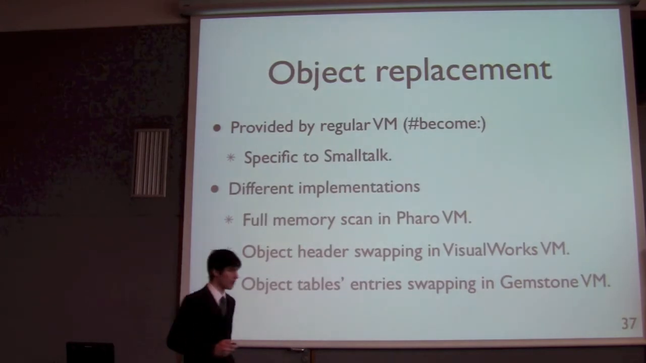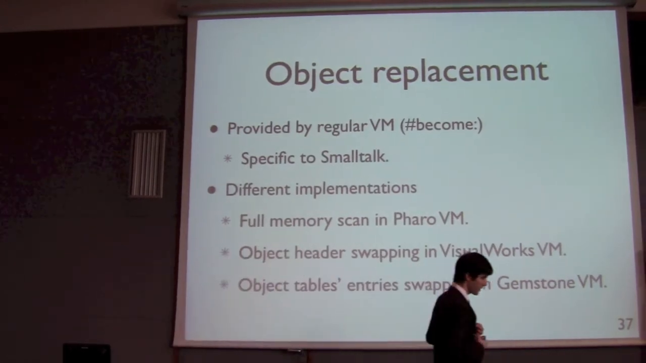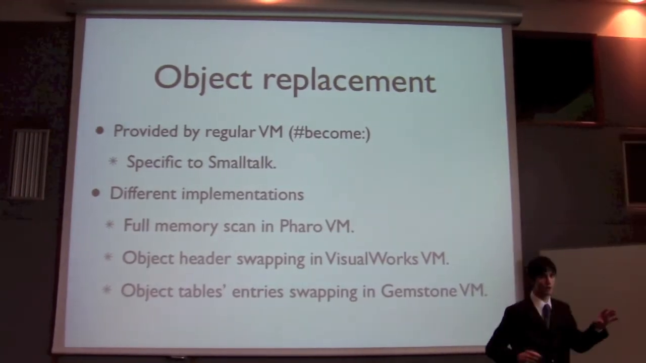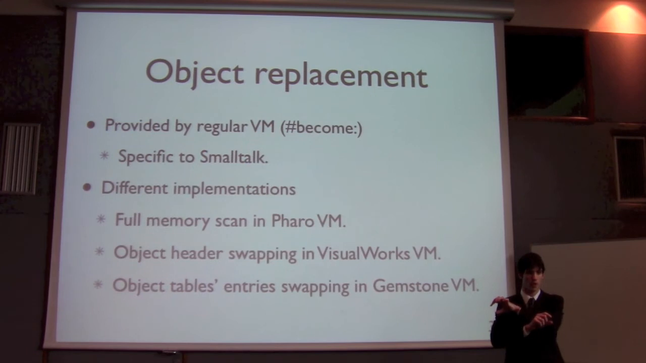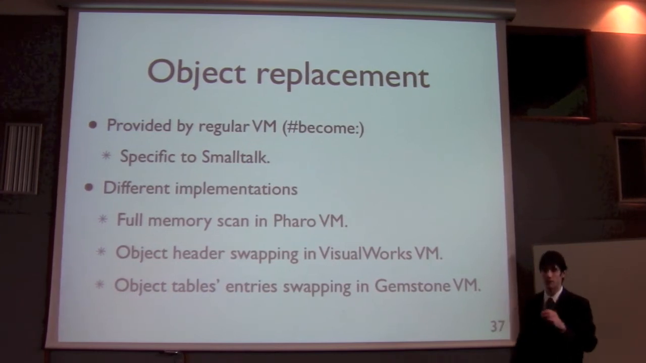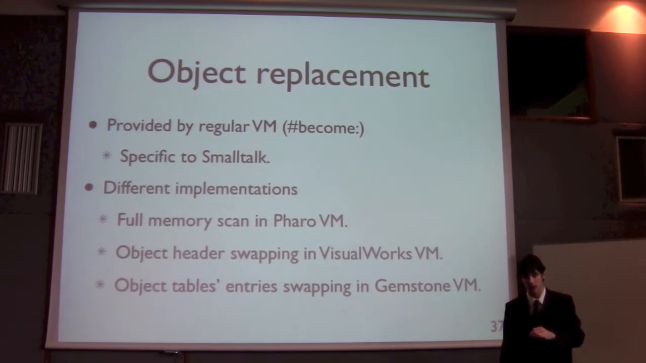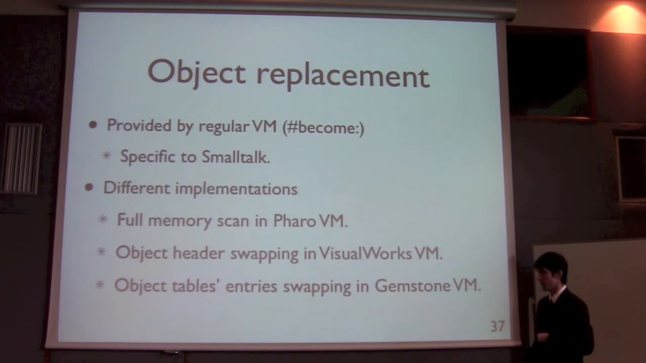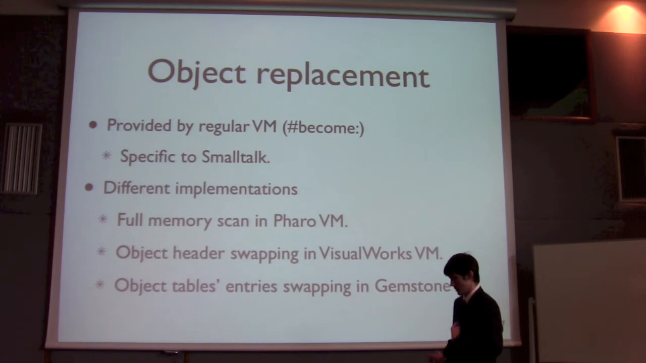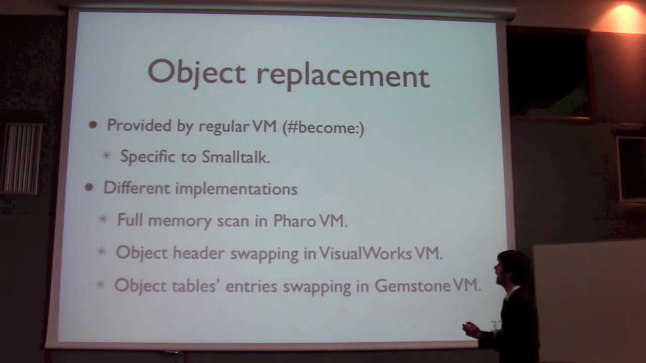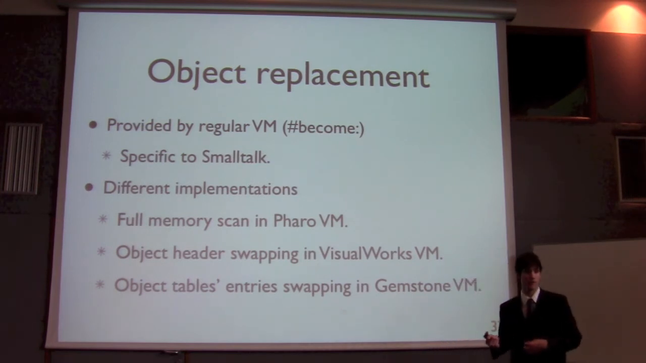Okay, finally, I would like to tell a little bit about the implementation details of become. As I told you, to exchange all the references in the system from two objects, from a proxy and the original object, I use a primitive that the Smalltalk VM provides. It's called become. But unfortunately, this is only available in Smalltalk. I think it should not be difficult to implement in other languages, but we can discuss that later. And there are different implementations of become.